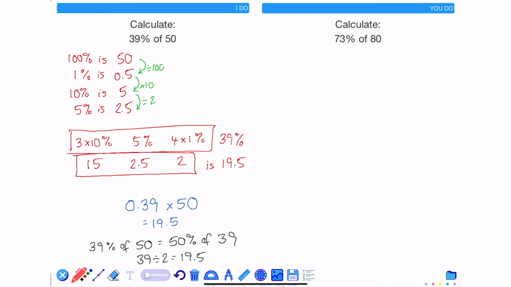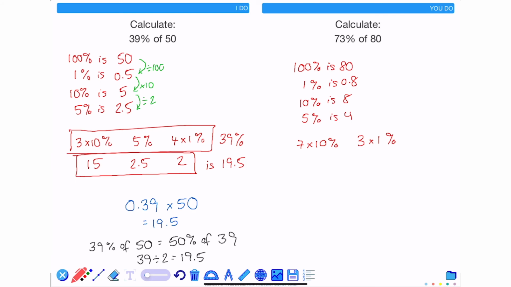So using the non-calculator technique first, I know that 100% of 80 is 80, 1% is 0.8, 10% is 8, and 5% is 4. In order to make 73%, I want 7 10%s and 3 1%s.